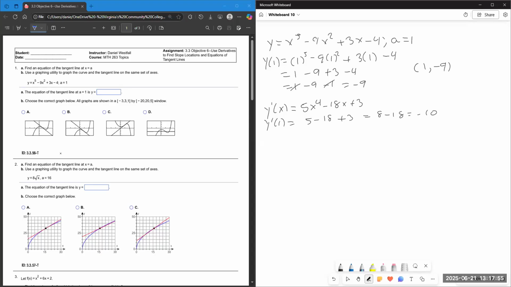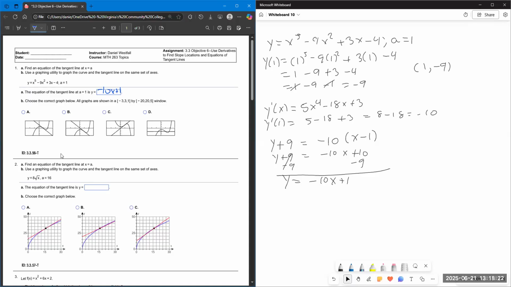So we have a point and we have a slope. y minus -9 is equal to -10 times x minus 1. y plus 9 is equal to -10x plus 10. Subtract 9 from both sides. y is equal to -10x plus 1 for the equation of my tangent line.